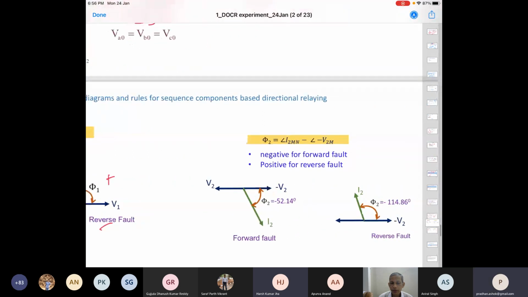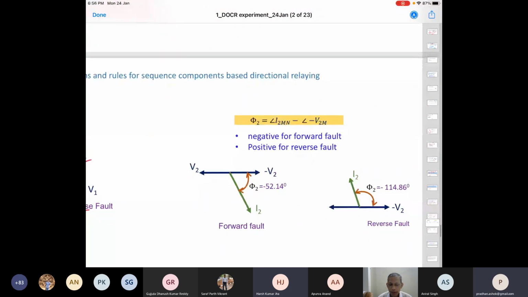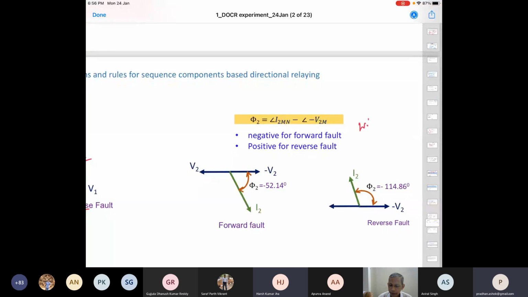If it is negative, it is a forward pole. The negative sequence component is very powerful in directional relaying and widely used for directionality because of numerous advantages. You can see the advantage in your Simulink simulations also. Unlike the positive sequence perspective, minus V2 and I2 are taken here. Minus V2 means take V2, reverse it, and then use it. The angle between them is taken as phi 2.